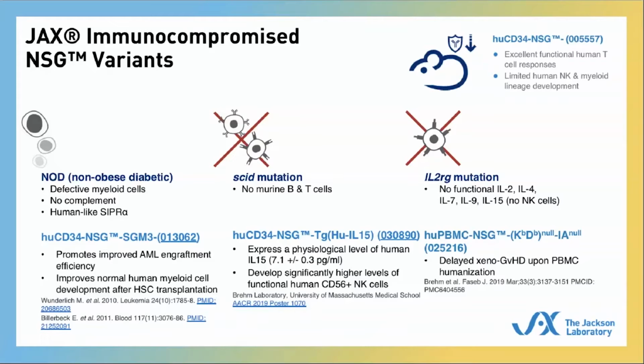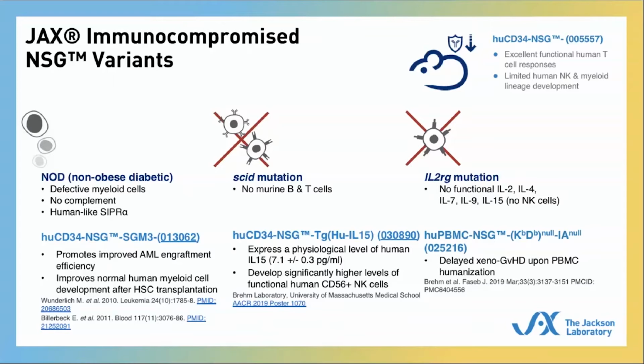The S is for the scid mutation. So these mice lack murine B and T cells, so there are no mature murine B or T cells. And also very critical is that these mice have a knockout for the IL-2 receptor gamma. And so this receptor is important in cytokine signaling, IL-2, IL-4, IL-7, IL-9, and really critically IL-15, which is imperative for NK cell differentiation. So these mice really lack NK cells, again making them a good host for humanization, also for xenograft engraftment.